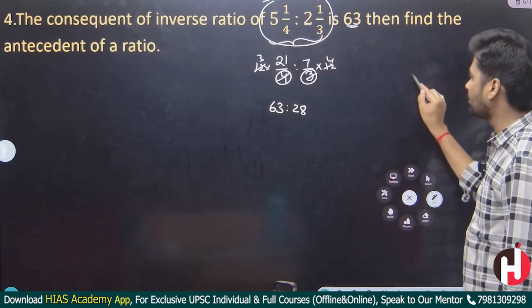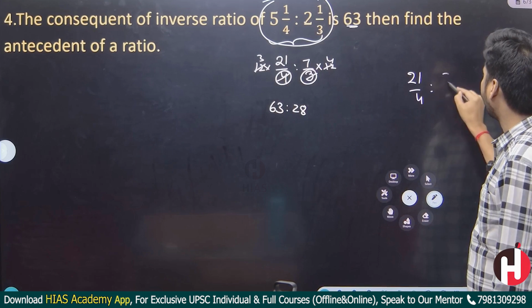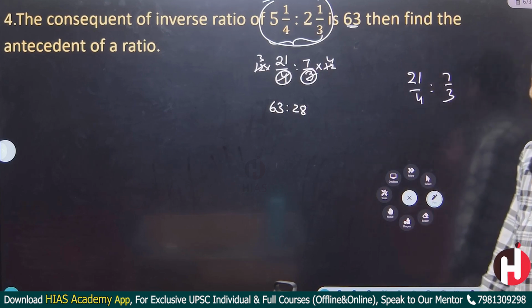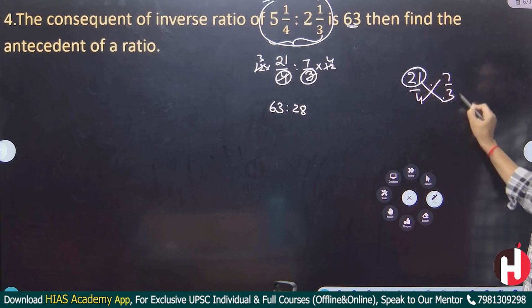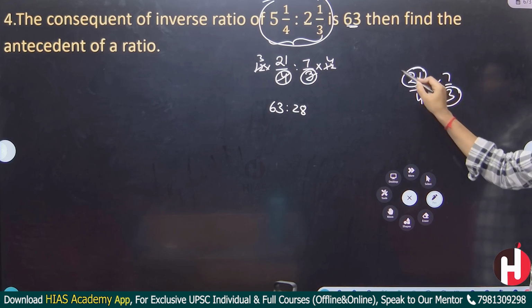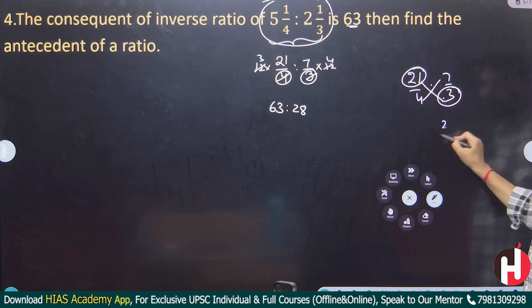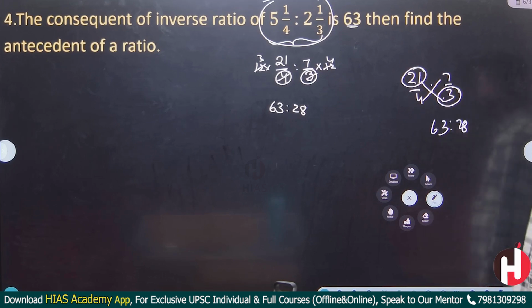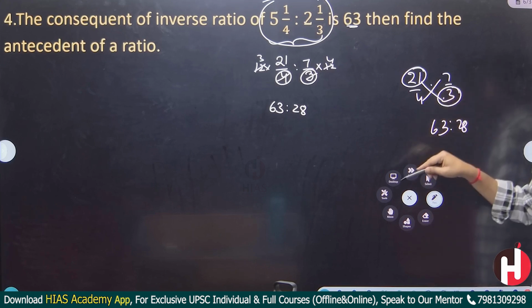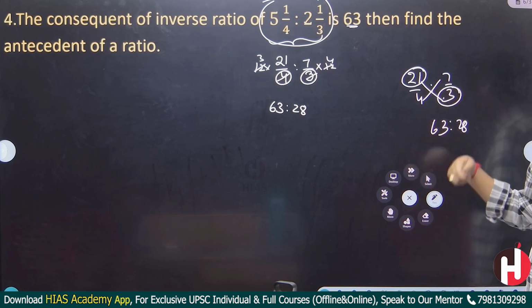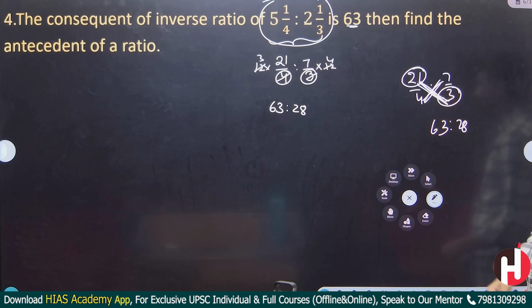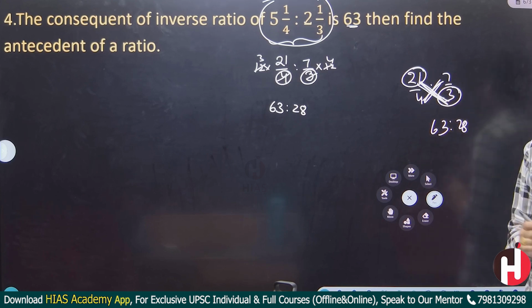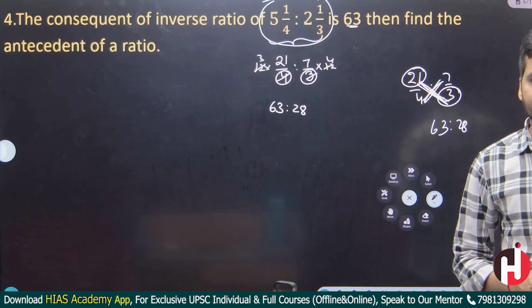There is one more thing. When a two-term ratio is there, 21 by 4, 7 by 3, and only two terms are given, to write it immediately you can also write it like this. Take the cross product of the numbers. 21 into 3 is 63. 7 into 4 is 28. You understand? If you want to write it as a normal simplified ratio, you simply multiply these two terms and these two terms. Otherwise, the standard procedure is to take the LCM of the denominators and multiply each term with that LCM.